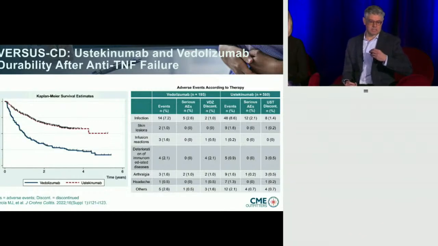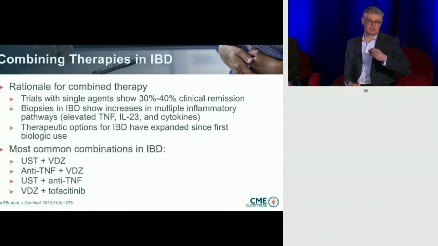And this was a study that looked at the durability in patients started on ustekinumab or vedolizumab after failure of an anti-TNF. This is an observational study, and what this showed was that the durability of ustekinumab in Crohn's disease seems to be greater over a period of time. This is over 5 years relative to vedolizumab, that patients were more likely to stay on ustekinumab than vedolizumab after failing an anti-TNF.